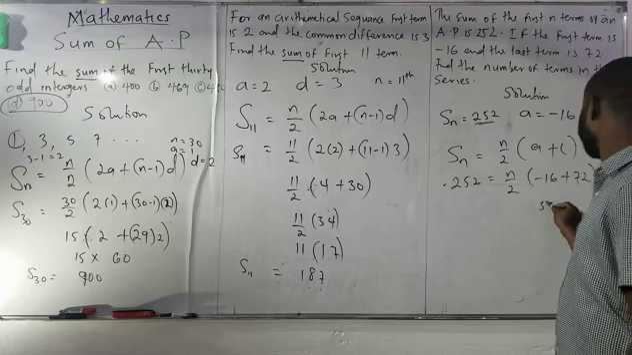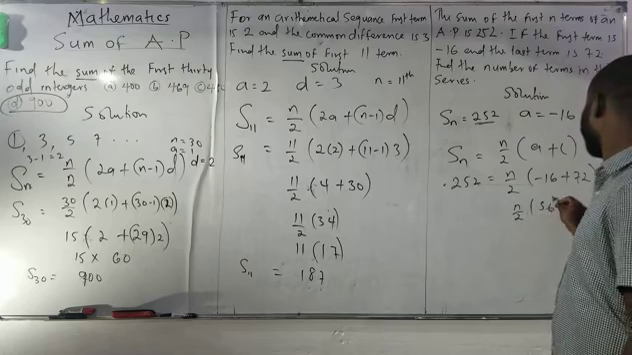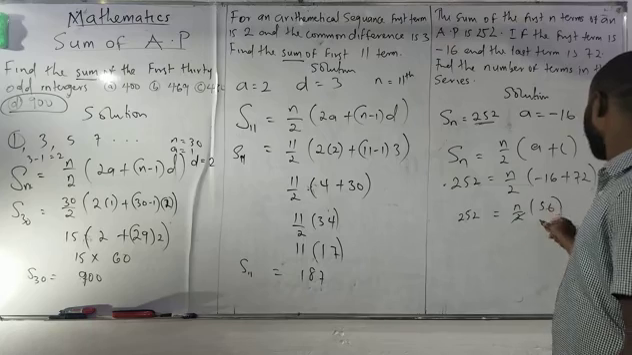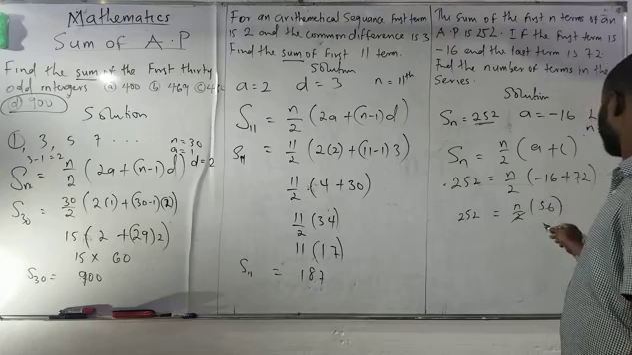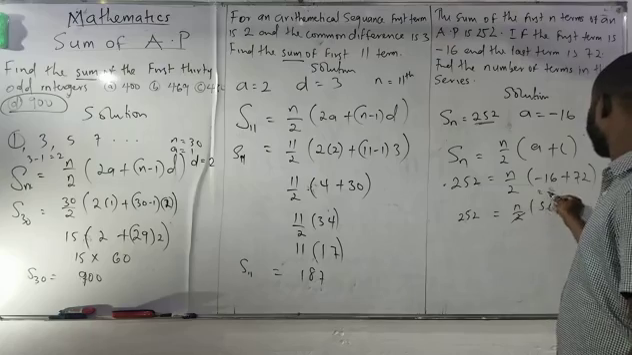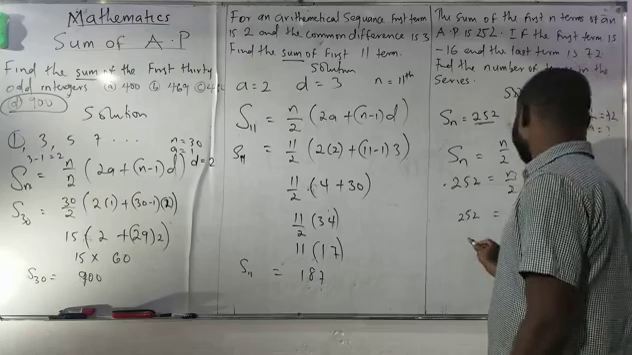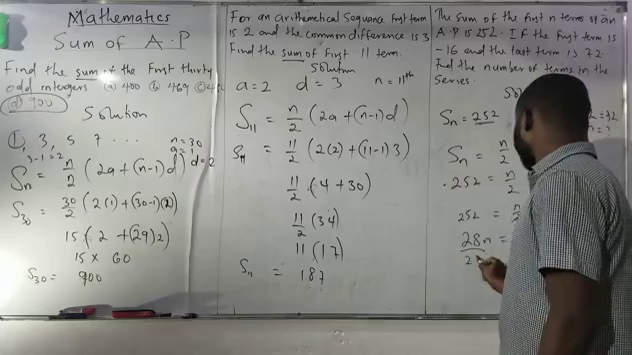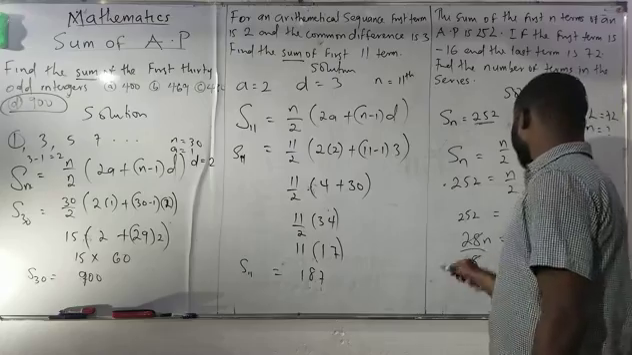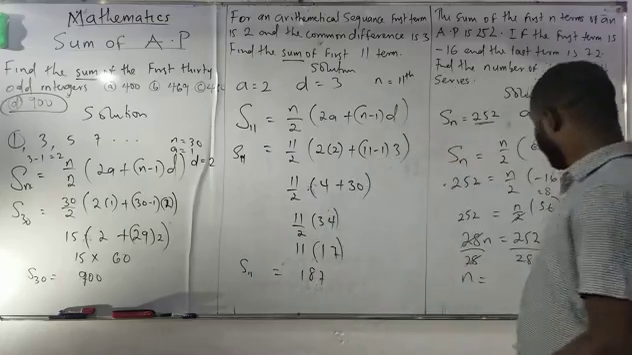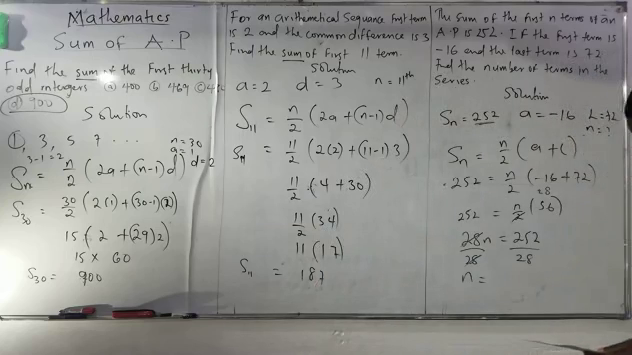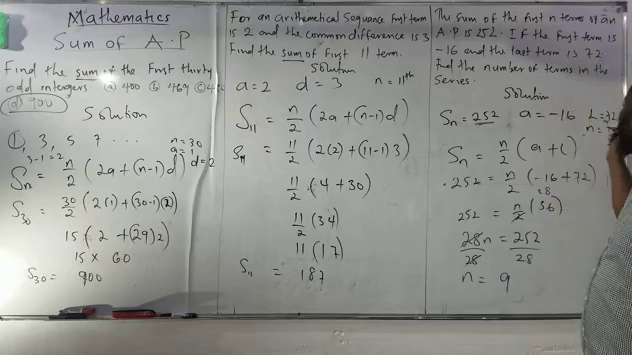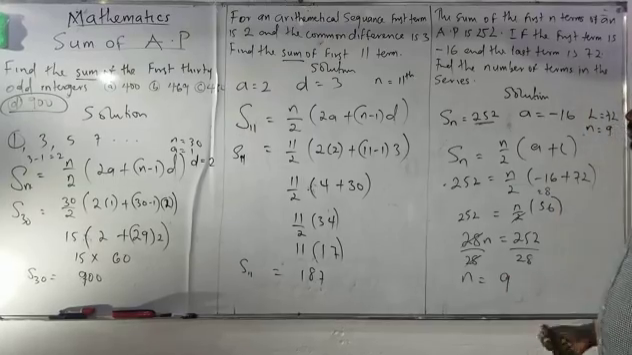That will be 56, and n over 2 bracket of this equals 252. It will be 28. It means 28n equals 252. Divide both sides by 28. This will cancel this. My n will be equal to 252 divided by 28, which gives me 9. My n, it means my number of terms, is equal to 9. That is just it.